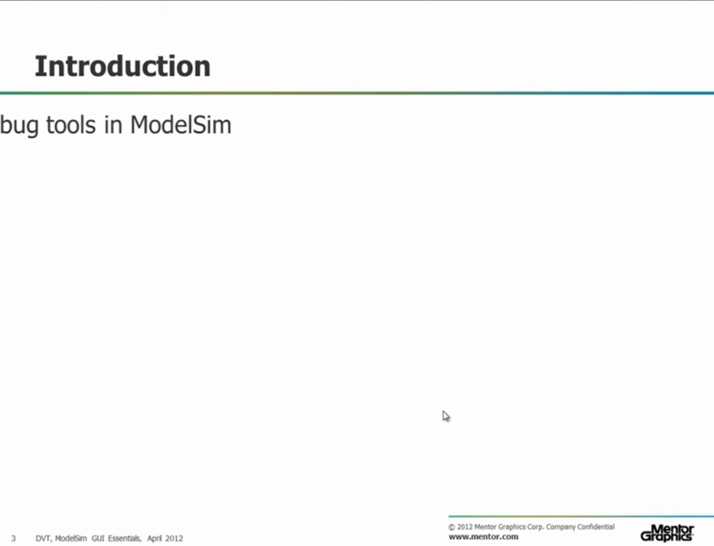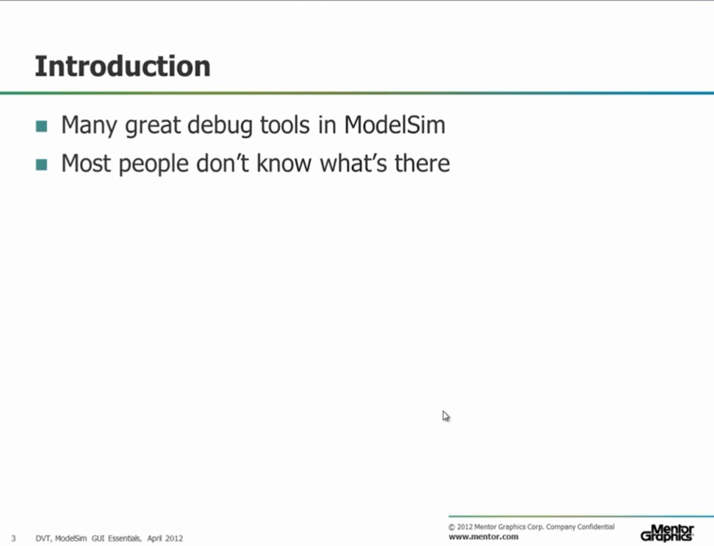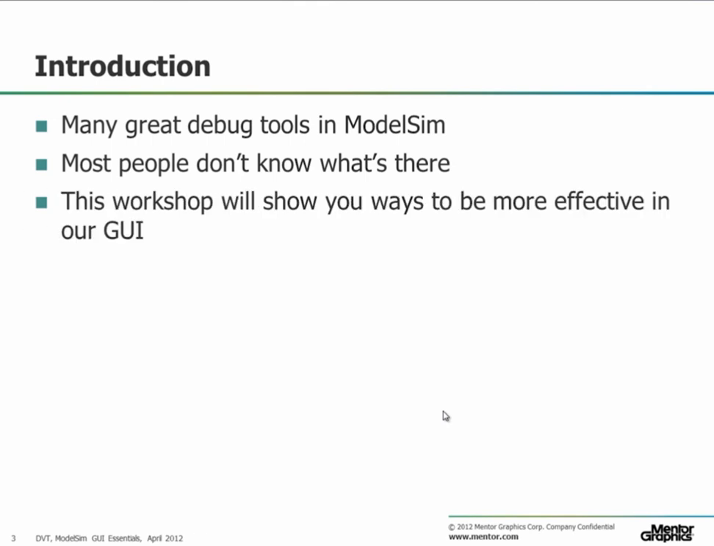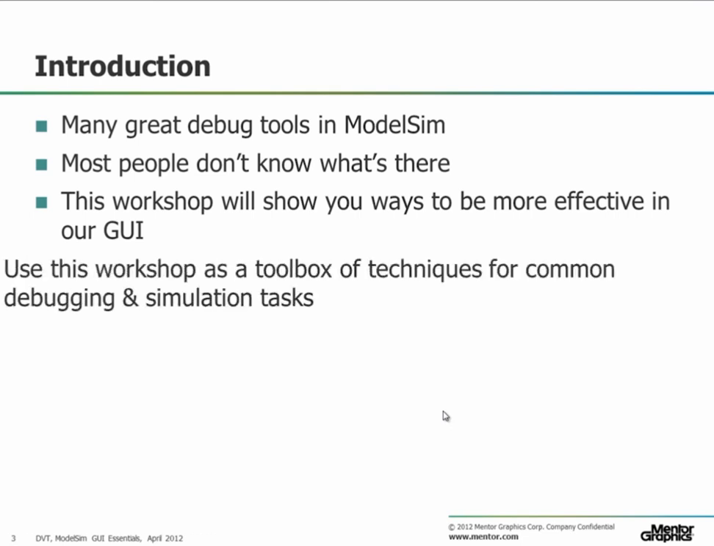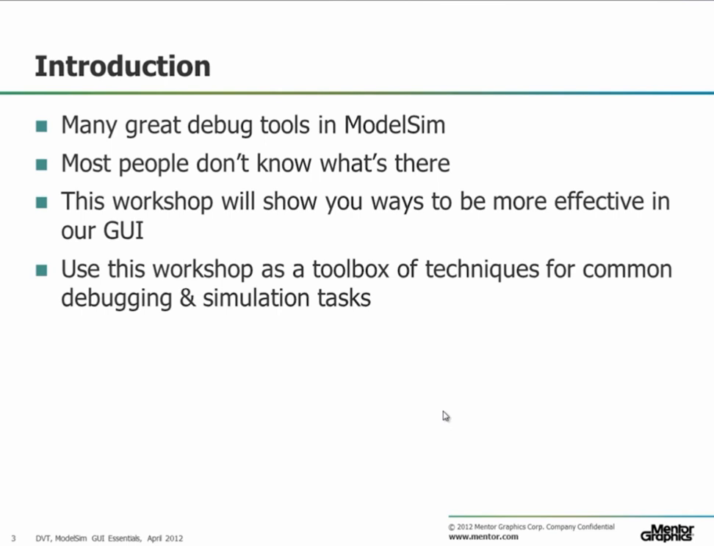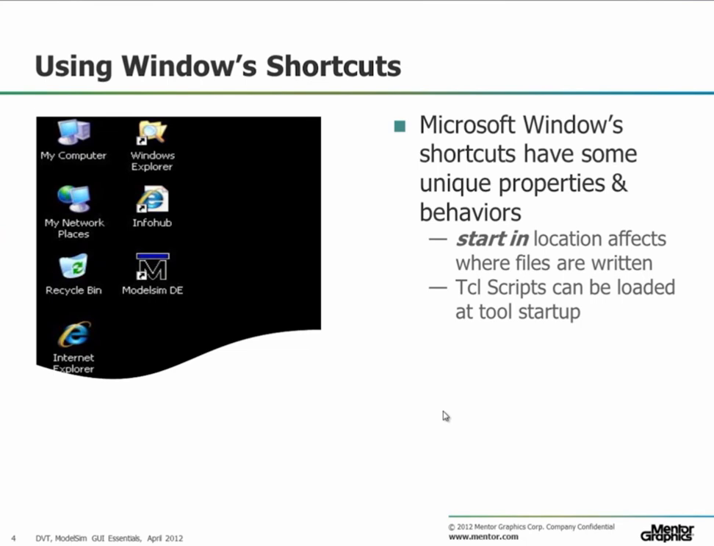So first of all, ModelSim has a lot of great tools, and there's a lot of them that people probably don't know about. In this workshop, we're going to try to show you how to be more effective with the GUI. This workshop can be used as a toolbox of techniques for common debug and simulation tasks. So the first thing we'll talk about is just the ModelSim shortcut on your Windows desktop.